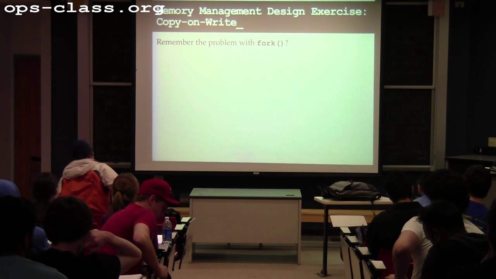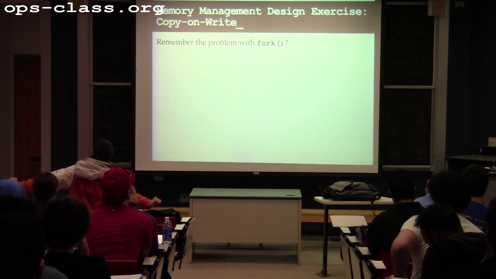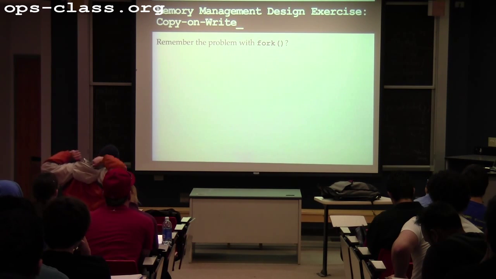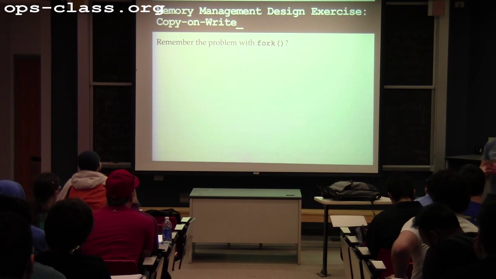All right, so I want to finish up VM with just one more little design exercise that we haven't talked about. It's been on exams before, so it won't be on an exam this year. I thought it's a neat application of VM that ties together a couple of the things that we've talked about. So how many people remember the problem with fork? Remember our old problem with fork?